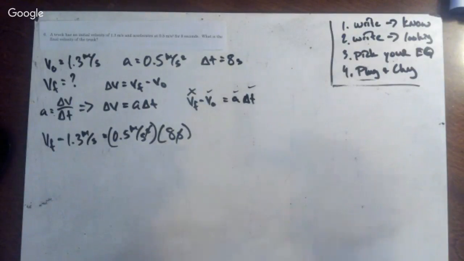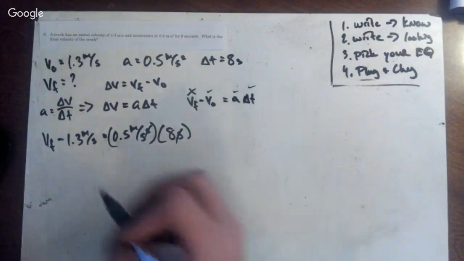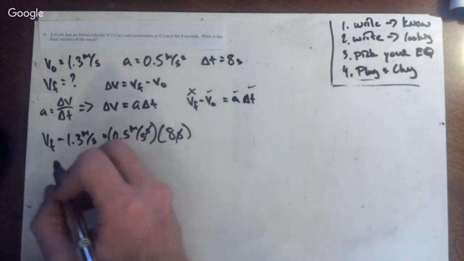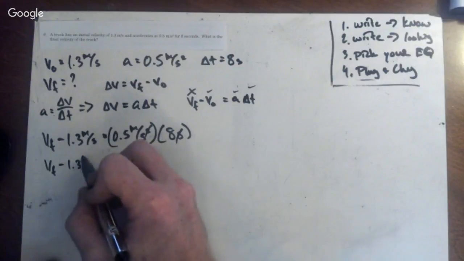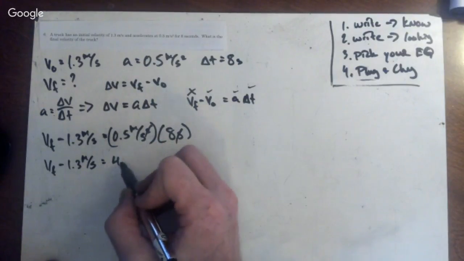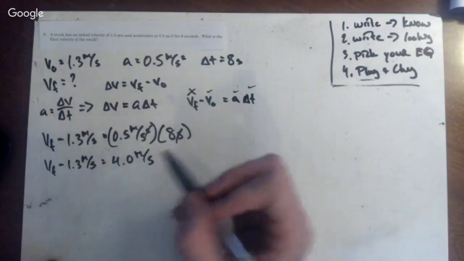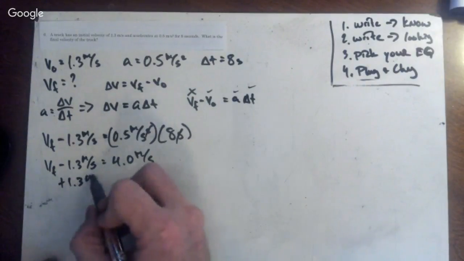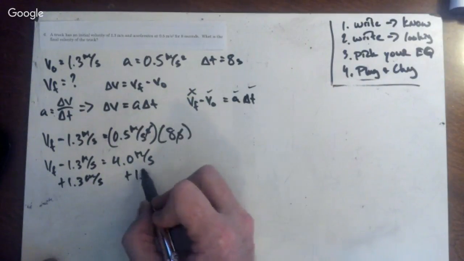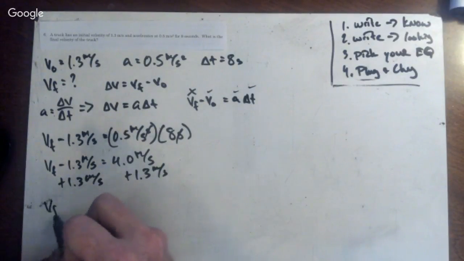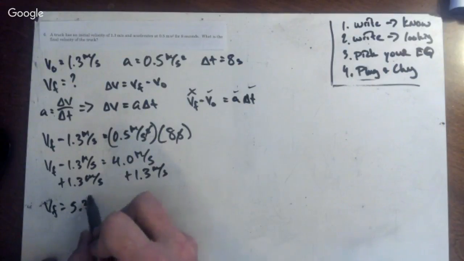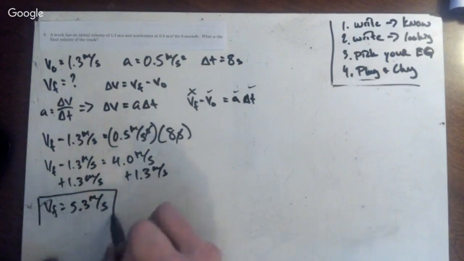So again, we can keep track of our units and use those to make sure we're on the right path. Okay, now let's go ahead and do that math. 8 times 0.5 is 4, so vf minus 1.3 meters per second equals 4.0 meters per second. Now if I add 1.3 to both sides, what we end up with is vf equals 5.3 meters per second.